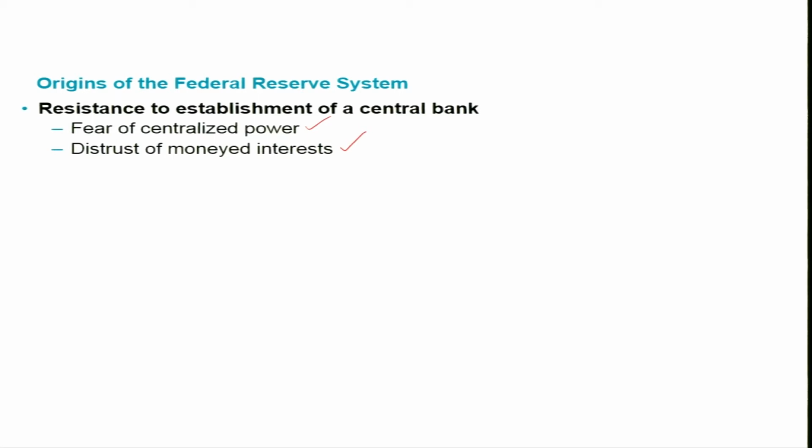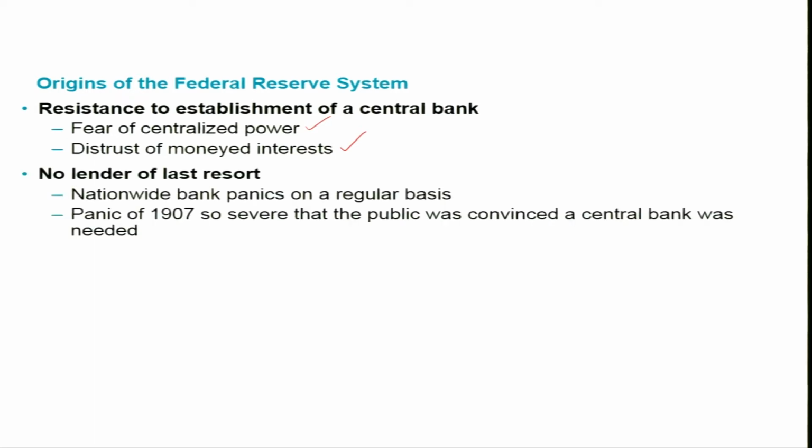Actually, until the early 1900s there was no central bank, but later, at the beginning of the 1900s, the importance of setting up a regularized central bank was considered relevant. What we can see here is that there was no lender of last resort when there were nationwide bank panics on a regular basis. You can see that there was the panic of 1907, so severe that the public was convinced a central bank was needed.